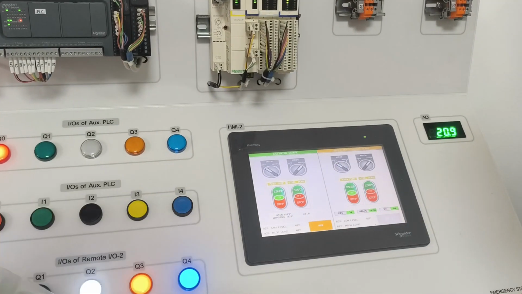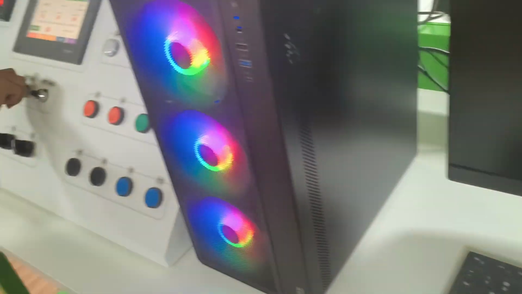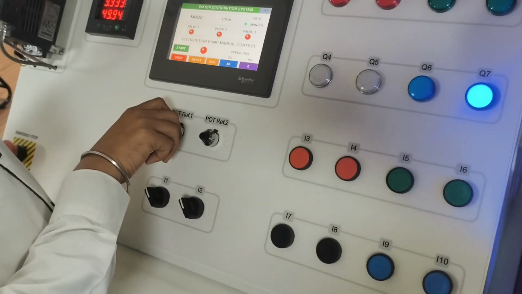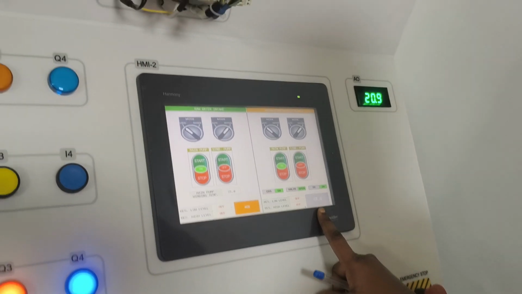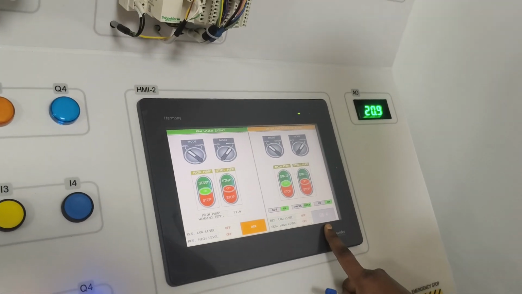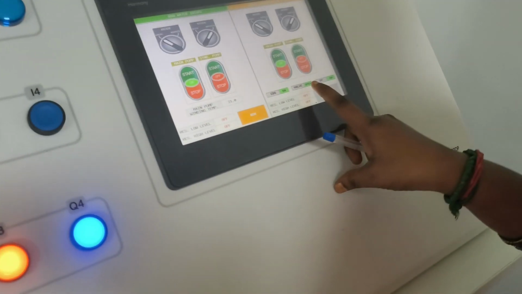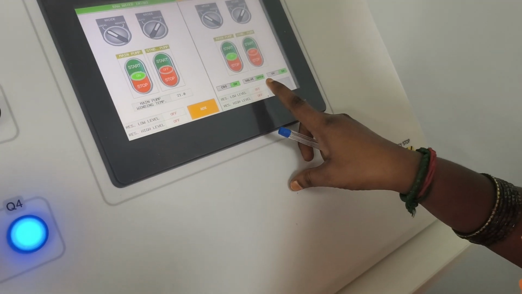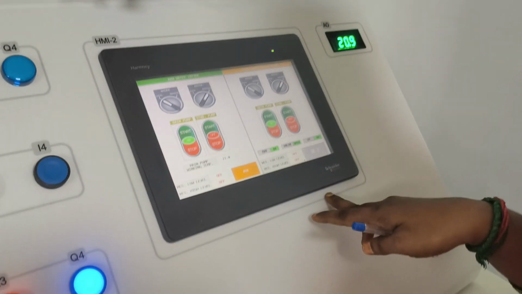So this is now the water. For the water, we have a simulation here. You can see, ma'am, there is 99% something there. No, it's reducing. So with the help of this potentiometer, we are simulating. The valve is always in the open state. If it is below low level, the valve closes. Like that only.